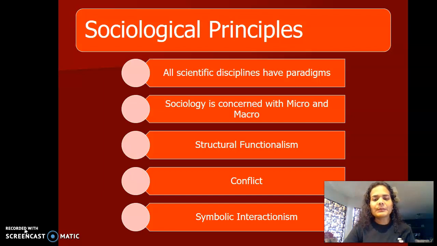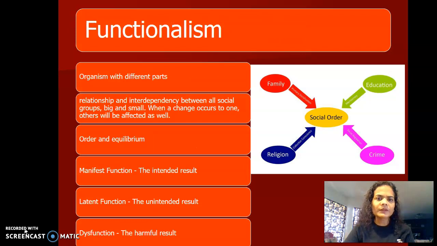The three major paradigms in sociology are structural functionalism, conflict paradigm, and symbolic interactionism. Structural functionalism is also known as functionalism for short. Sometimes it's also referred to as the order paradigm. That's why sometimes you'll hear the order paradigm versus the conflict paradigm, because functionalism and conflict are both macro level paradigms.